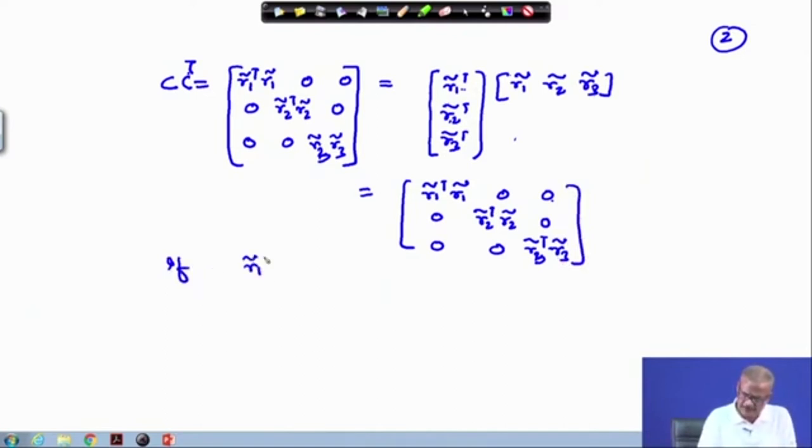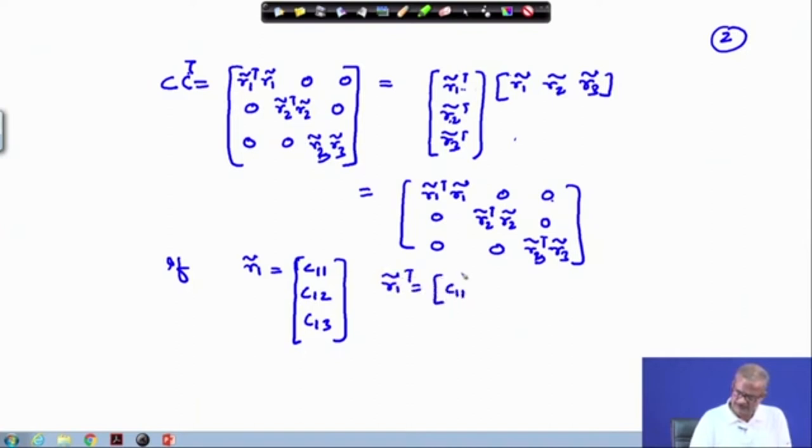Say we have R 1 tilde transpose. Better we write it in terms of R 1 tilde. So, we have written C 1 1, C 1 2, C 1 3. So, R 1 tilde transpose is C 1 1, C 1 2, C 1 3. These are just scalars, and unless you have a vector where they have different components, you should not put this transpose. It is just a scalar, so we will put it this way. Okay.